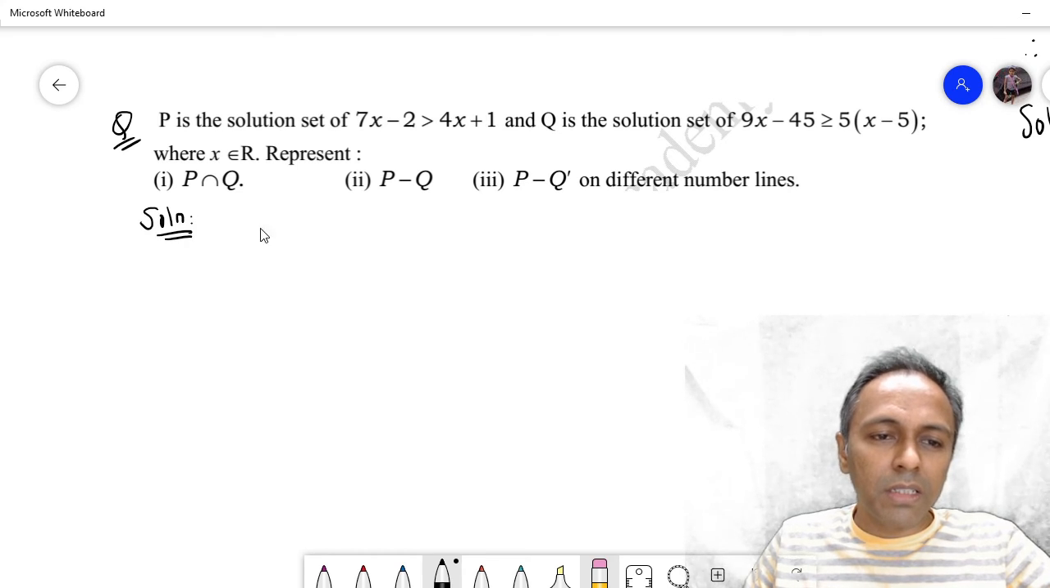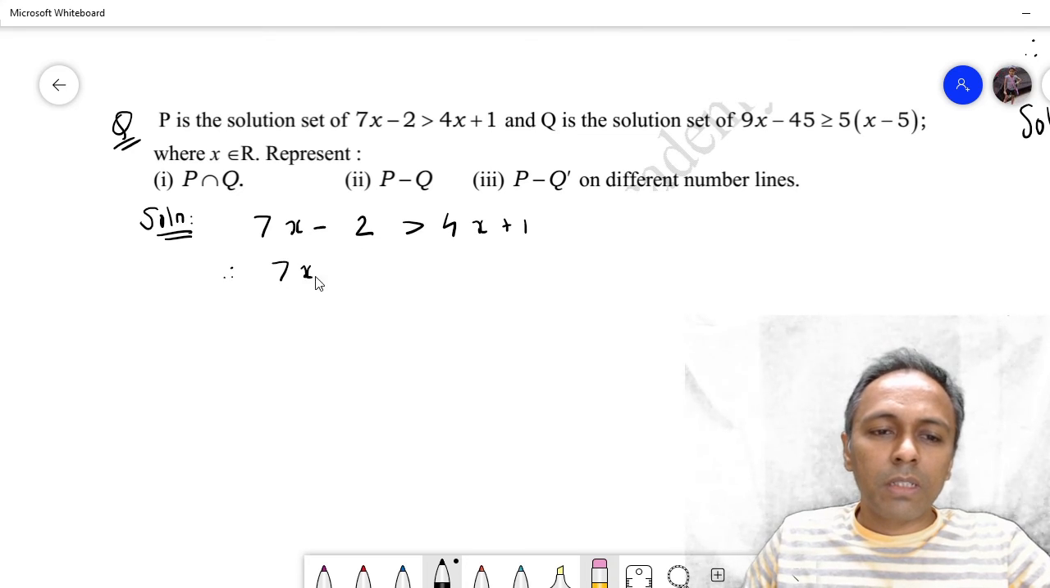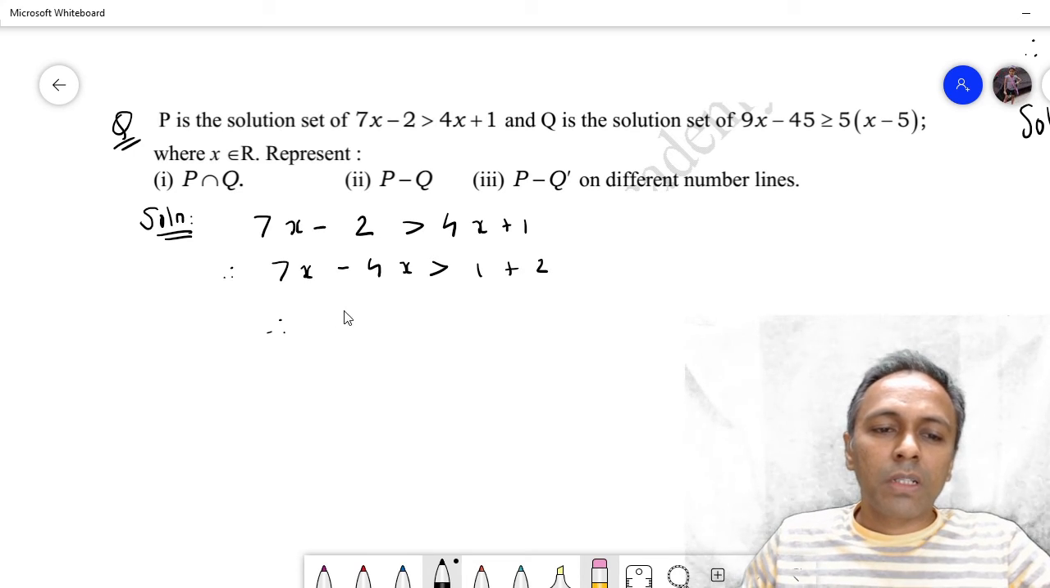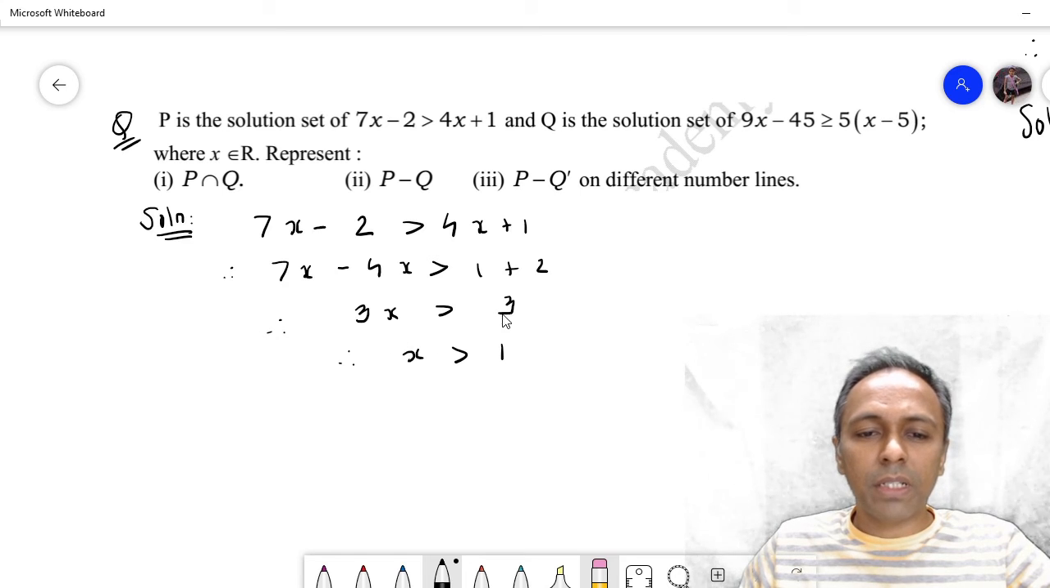Let us take the first one. 7x minus 2 is greater than 4x plus 1. Therefore 7x minus 4x is greater than 1 plus 2. Therefore 3x is greater than 3. Therefore x is greater than 1. Divided by 3.